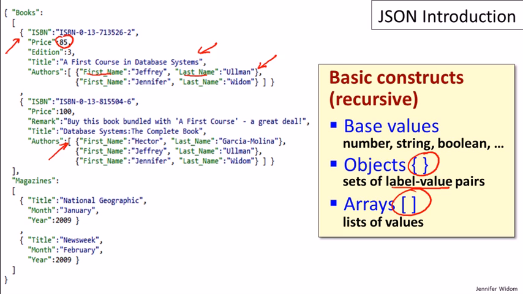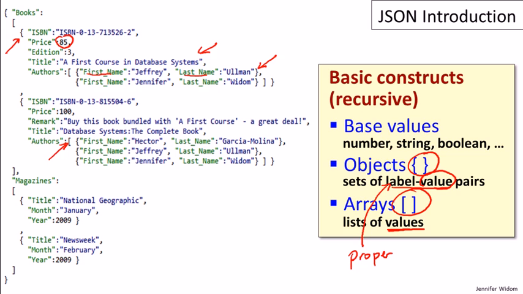Now, I mentioned that the constructs are recursive. Specifically, the values inside arrays can be anything. They can be other arrays or objects, base values. And the values making up the label value pairs in objects can also be any composite value or a base value. And I did want to mention, by the way, that sometimes this word label here for label value pairs is called a property.